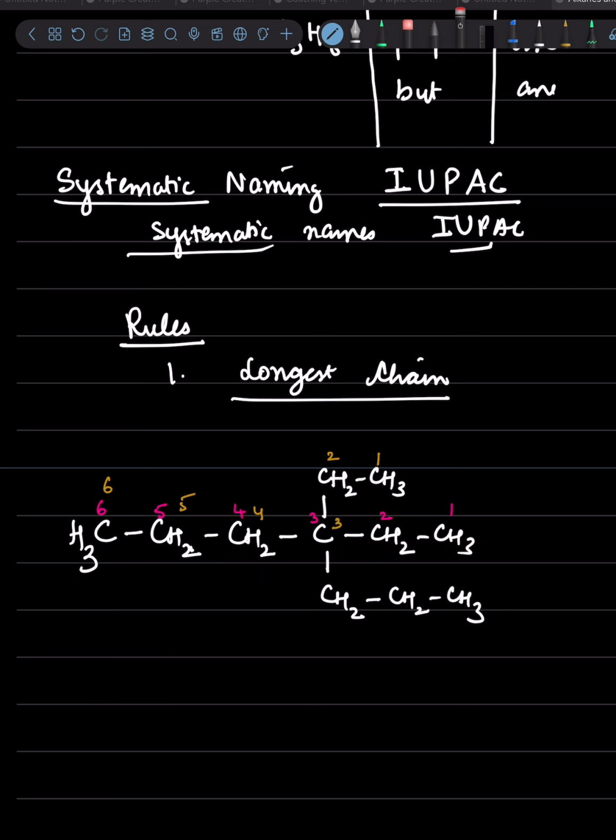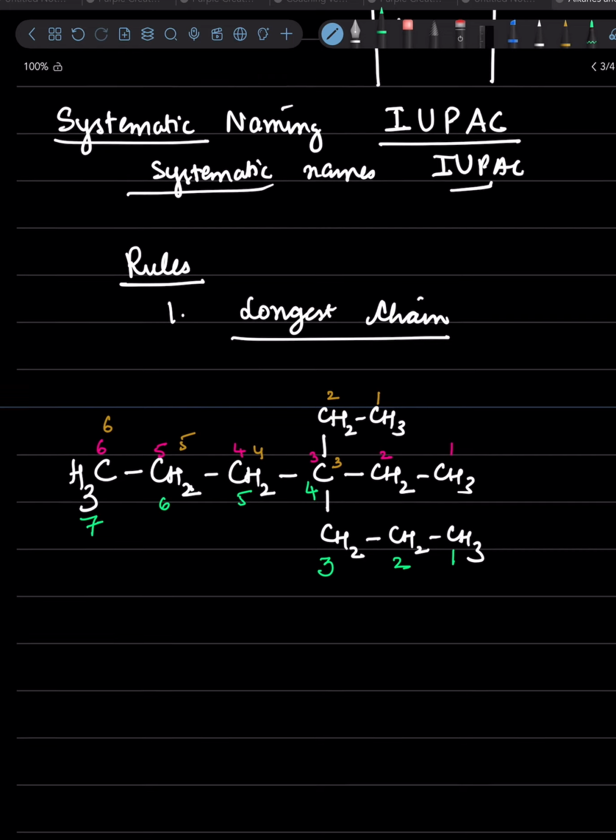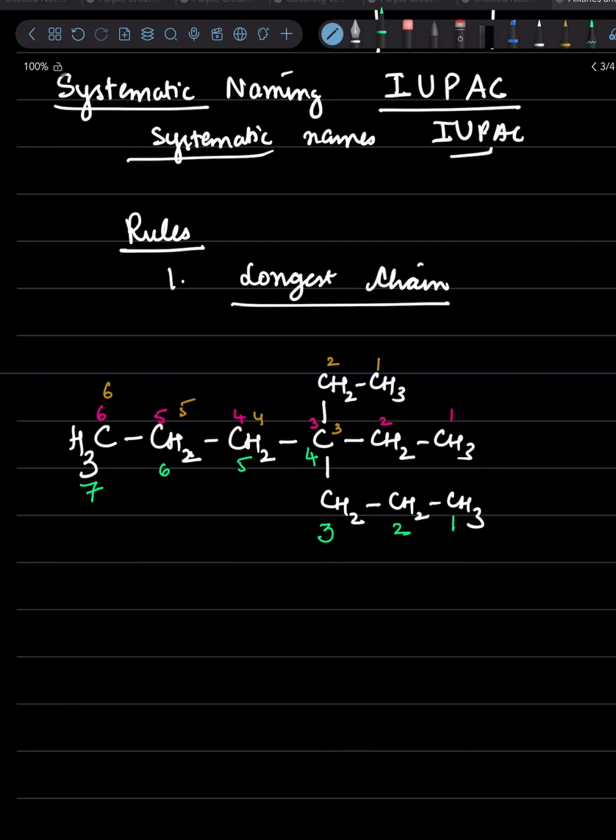Is there any other possibility? Let's explore. If we go 1, 2, 3, 4, 5, 6, 7, this gives us 7 carbons in one chain. So the green one is the preferred one. Since this chain contains 7 carbons, we'll name it hep, in the category of heptane, but there are other substituents also. By substituents, we mean the branches coming out of the chain.